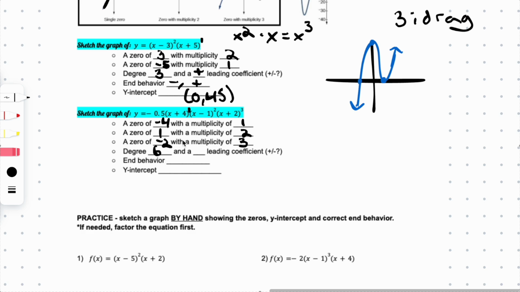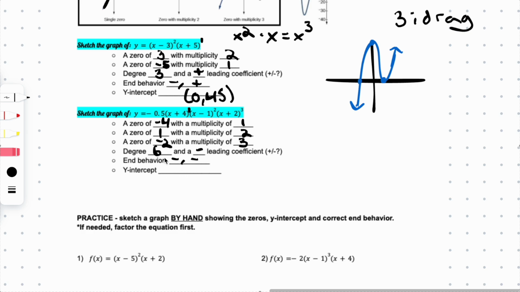So we get 6. And just be mindful that if maybe there isn't an entire parentheses, but there's just an x, that would be an x to the first, and you would have to include that too. So we have a degree of 6, and we have a negative leading coefficient because we have this negative sign out front. So our end behavior, since we have an even degree with a negative leading coefficient, is going to be negative, negative.